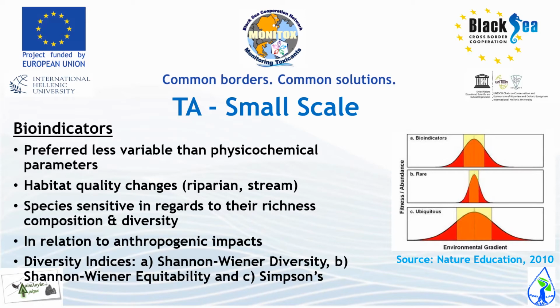In many cases, what we've done is we've measured the entire population, and then we've utilized diversity indices. Specifically, we used Shannon-Weiner Diversity Index, Shannon-Weiner Equitability Index, and the Simpsons Diversity Index to compare different sites to see if different habitats have an impact on these bioindicators.